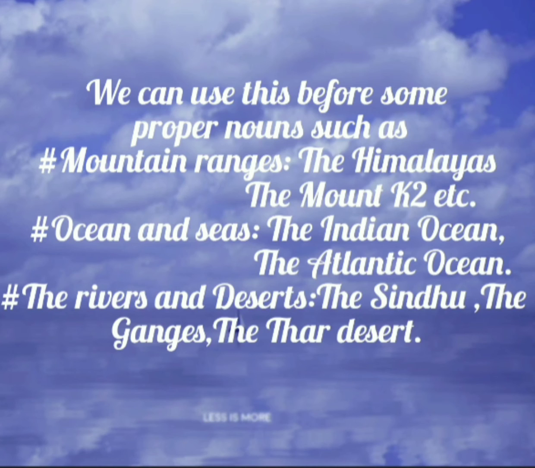The next one is rivers and deserts. When we want to write the name of a river or a desert, we have to use the definite article the before its name. Example, the Sindhu River, the Ganges, the Thar Desert, etc. So whenever we want to write proper nouns, before the proper nouns we can use the definite article the. The Himalayas, the Mount K2, the Indian Ocean, the Atlantic Ocean, the Sindhu, the Ganges, the Thar Desert, etc.